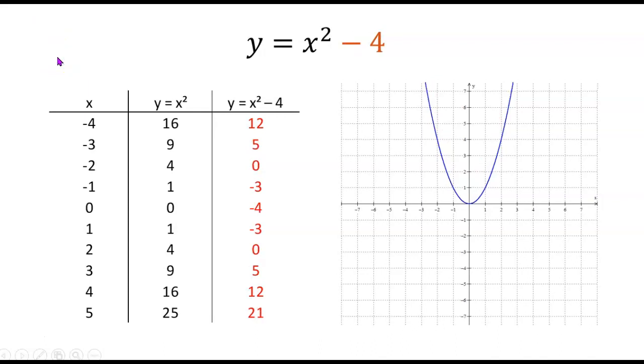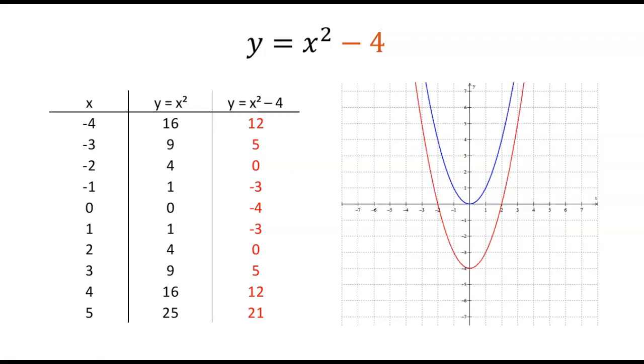What about x squared minus 4? What would that look like? So now all the y coordinates are 4 less than what they used to be. They've had 4 subtracted from them. And so what does that do to all the points that make up the graph? It shifts them all down 4 spaces. Where y used to be 0, now y is negative 4. Where y used to be 1, y is now negative 3. Where y used to be 4, y is now 0, and so on.